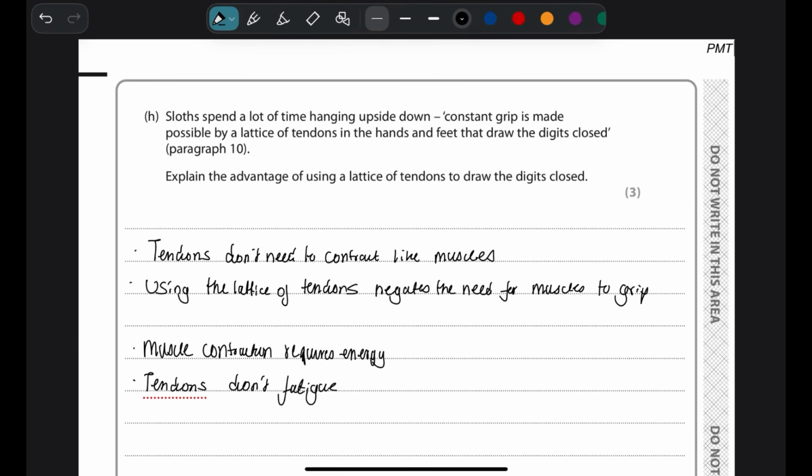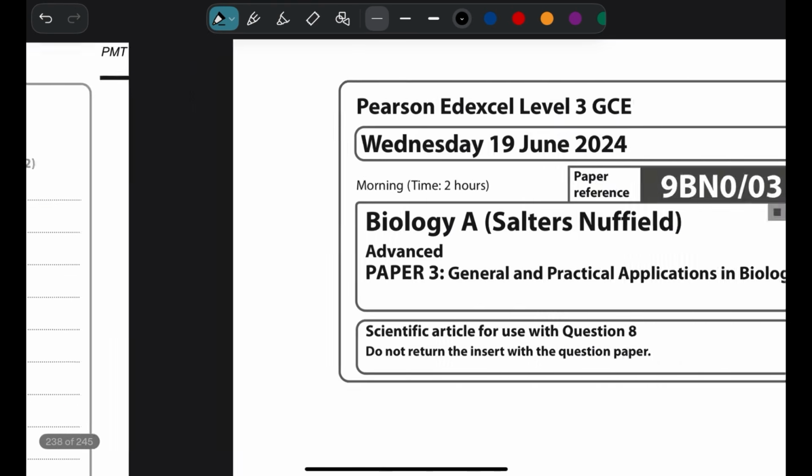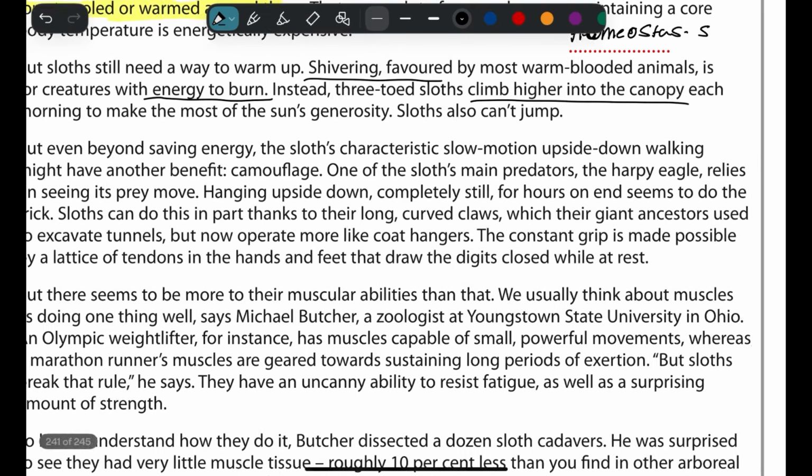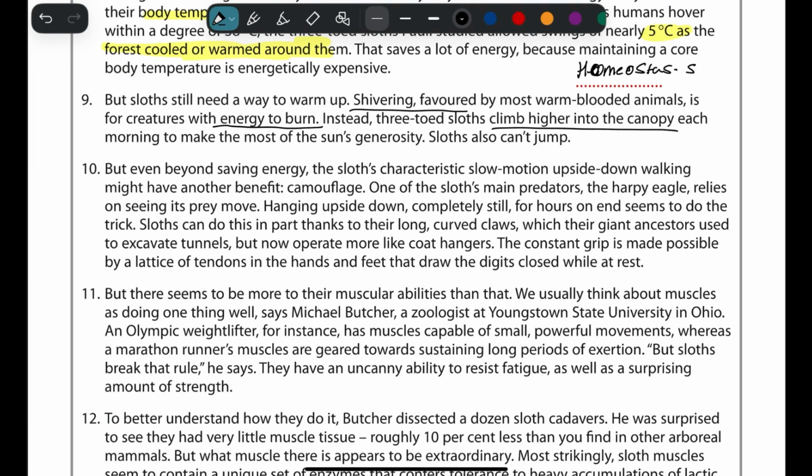So they're talking about sloths hanging upside down, constant grip possible by a lattice of tendons. That's in paragraph 10. I'm just going to quickly read paragraph 10 to see if I can get any more context before giving you that question. So they said slow walking, camouflage, so main predators are not seeing the prey move. Maybe that's relevant. They said hanging upside down, completely still for hours. So completely still for hours, okay.